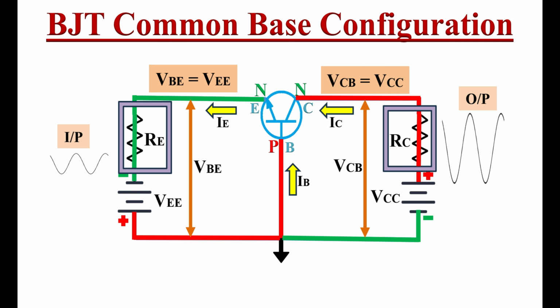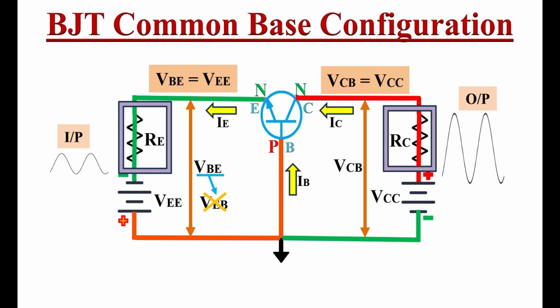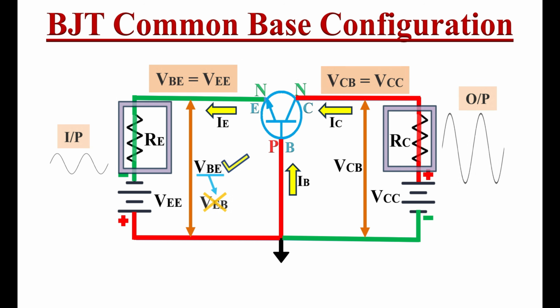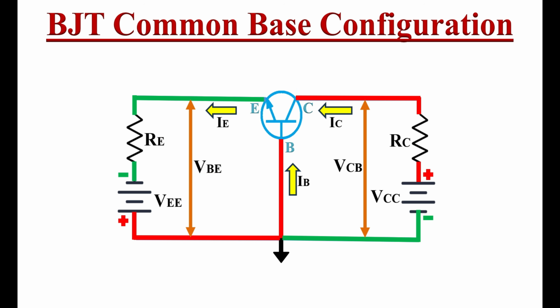Here we cannot write VBE as VEB because base is at higher potential than emitter. So B will come first, then E. In the same way for VCB, because collector is higher potential than base. Please note this. So here we must use VBE and VCB for the input voltage and output voltage respectively.